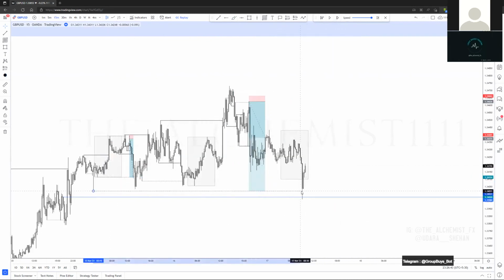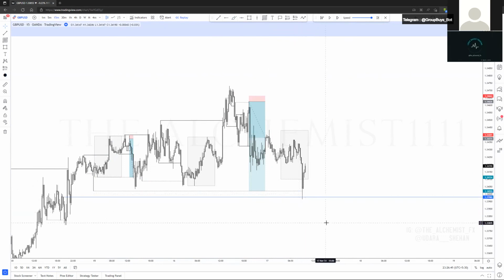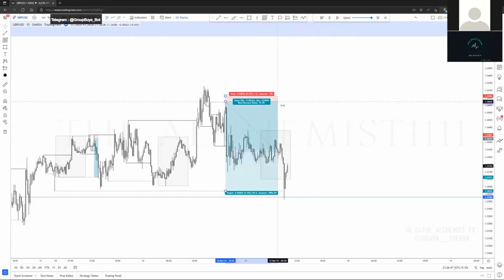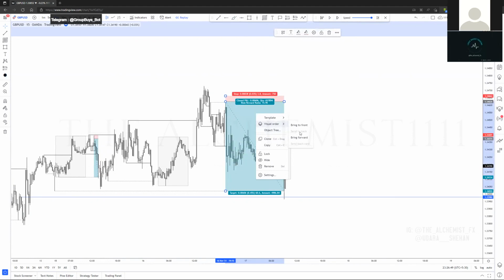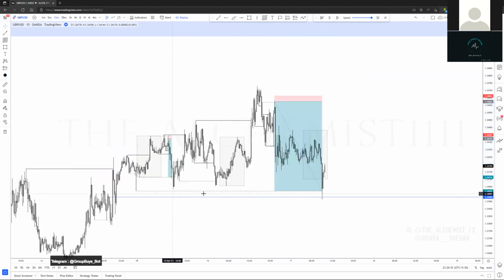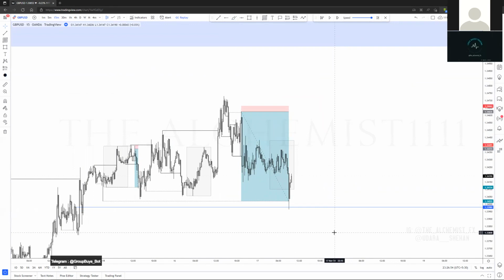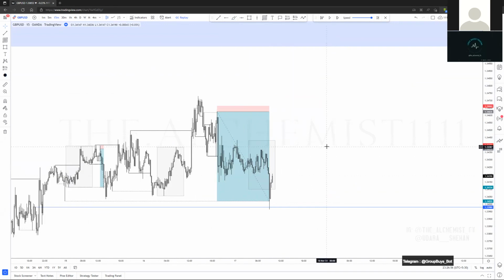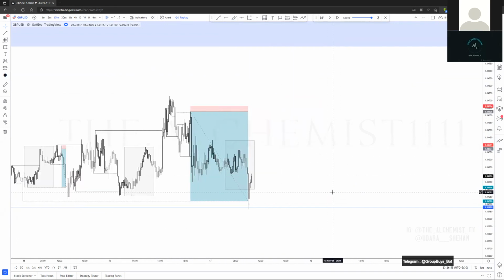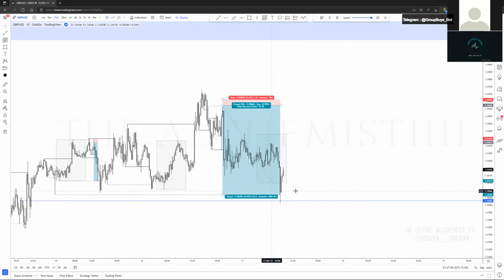Look at the reaction from this high quality zone. Even during Asia, they tapped right into that zone and look at the reaction right away because there was a pool of liquidity in here. They cleared that out, but that's okay. Patiently wait because London has not opened yet, so we're not going to trade within Asia.